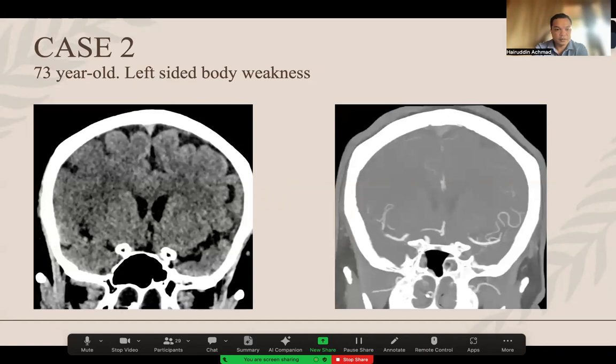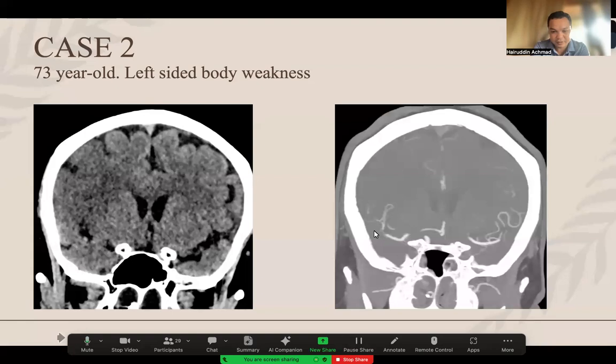So for this patient, we tried to adjust in the coronal section and look at the dense vessel here. You have this dense vessel, and true enough, when you compare it here, we can't really see the dense vessel. And true enough, when we performed CTA, you can see the occlusion of this region.